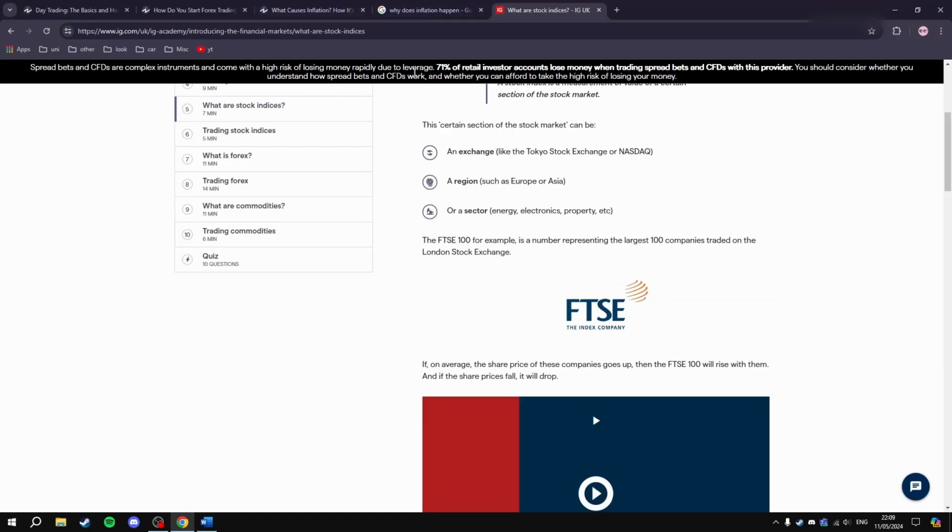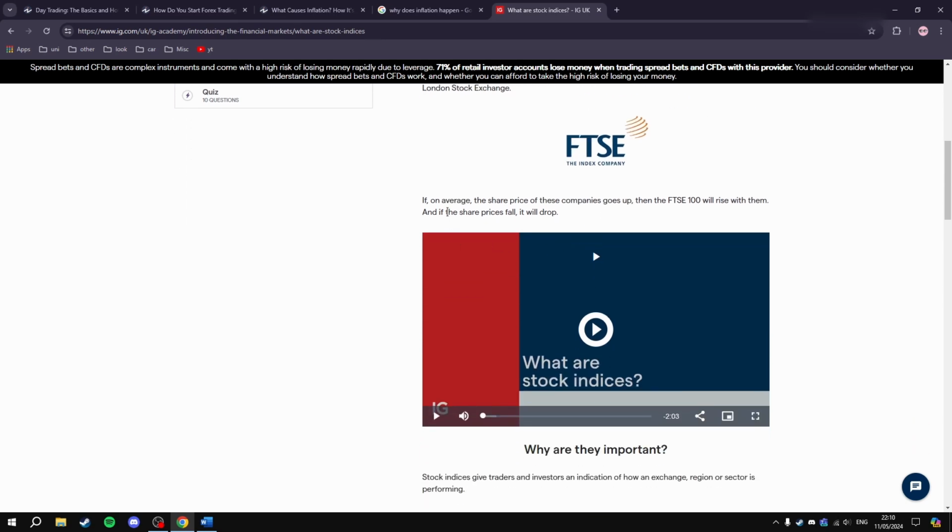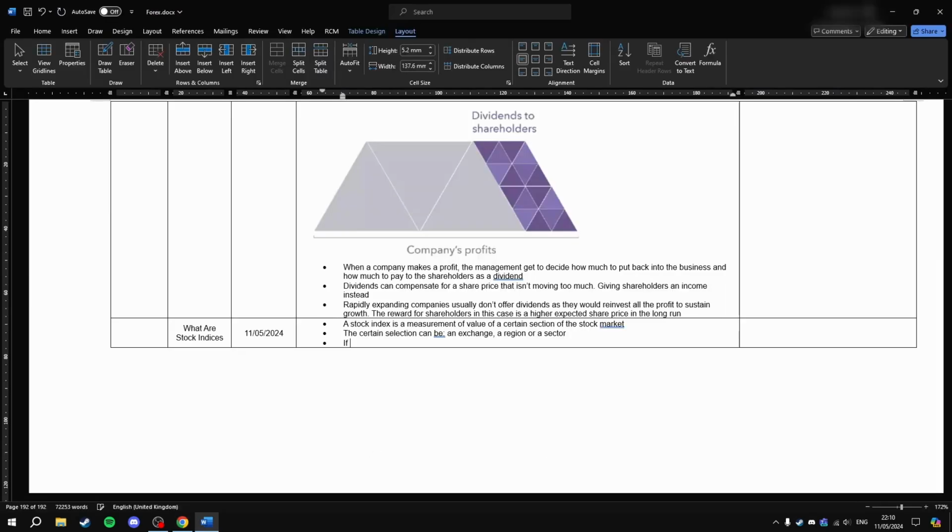The FTSE 100, for example, is a number representing the largest 100 companies traded on the London Stock Exchange. FTSE, an index company. If on average the share price of these companies goes up, then the FTSE 100 will rise with them, and if the share price falls, it will drop.